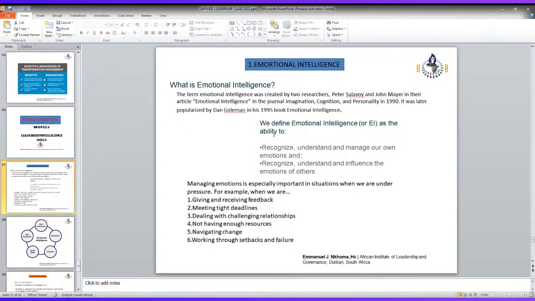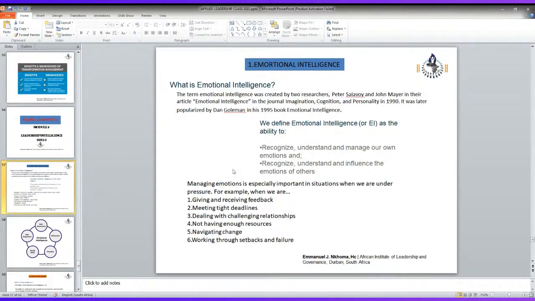We define it as the ability to, number one, recognize, understand, and manage our own emotions. Two, to recognize and understand and influence the emotions of others.